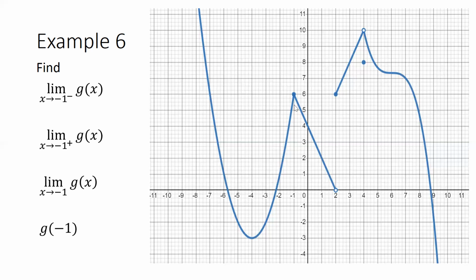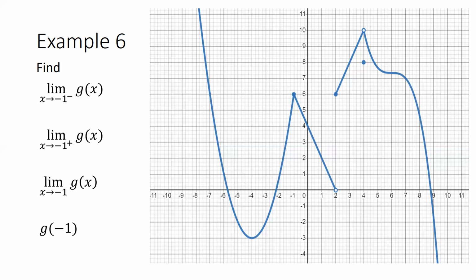because the graph goes up to that point, hits that point, and then comes back down, moving left to right. We'll see that graphs like this at the point -1, 6, or at an x value of -1, that means this graph was continuous there. Whereas at the x value of 2, which we saw in an earlier example, the graph was not continuous there. But in this case, we get 6 for all answers.